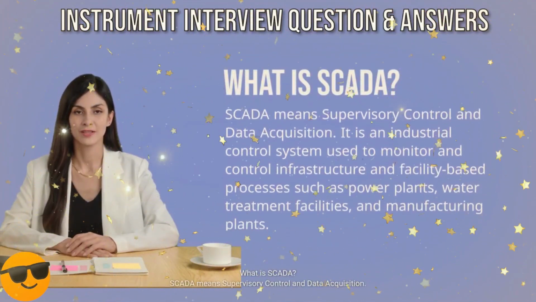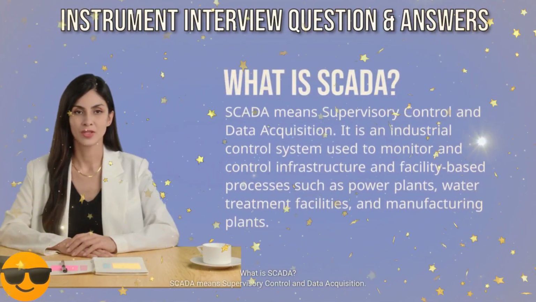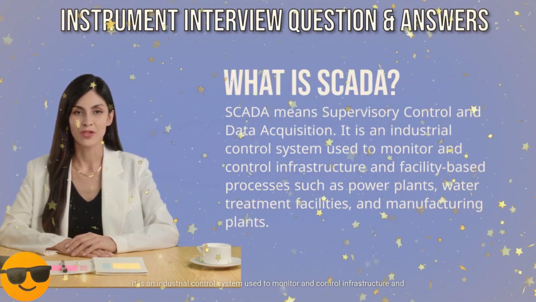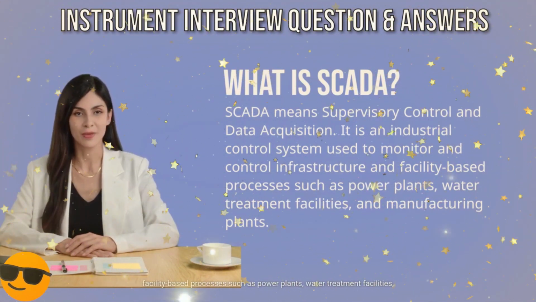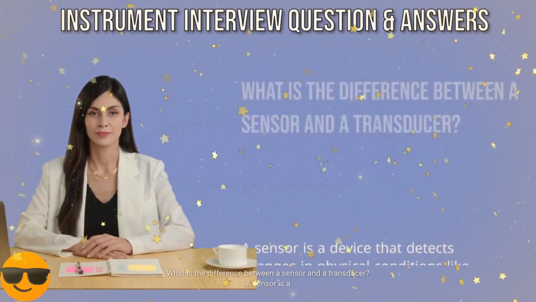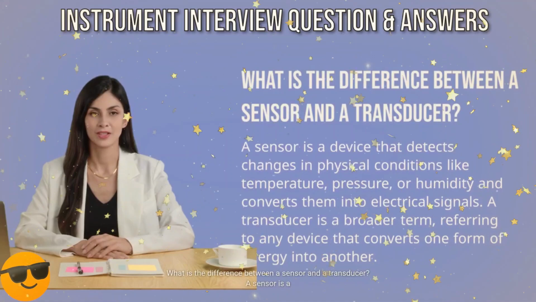What is SCADA? SCADA means Supervisory Control and Data Acquisition. It is an industrial control system used to monitor and control infrastructure and facility-based processes such as power plants, water treatment facilities. What is the difference between a sensor and a transducer?